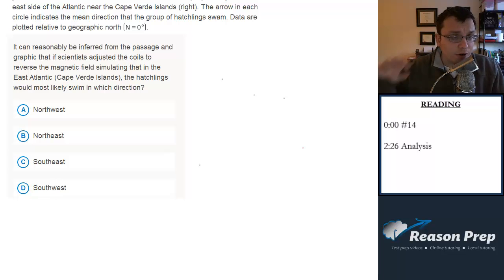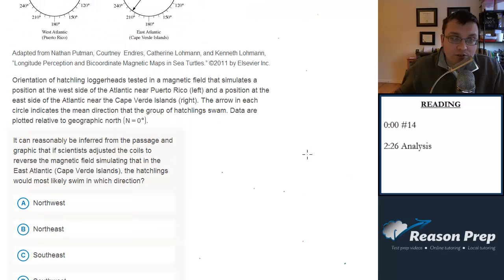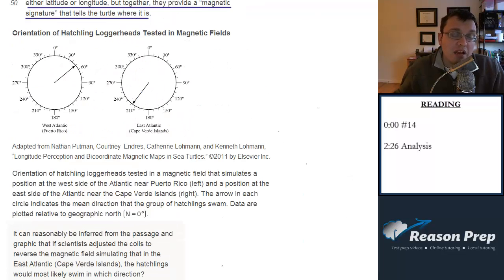It can reasonably be inferred from the passage and graphic that if scientists adjusted the coils to reverse the magnetic field, simulating that in the East Atlantic, Cape Verde Islands, the hatchlings would most likely swim in which direction? This is a question which, just like one we saw previously, references the graphic. So, in theory, we'd have to incorporate what this graphic tells us with what we read in the text. Though in this one, we can just actually answer it without reference to the graphic.